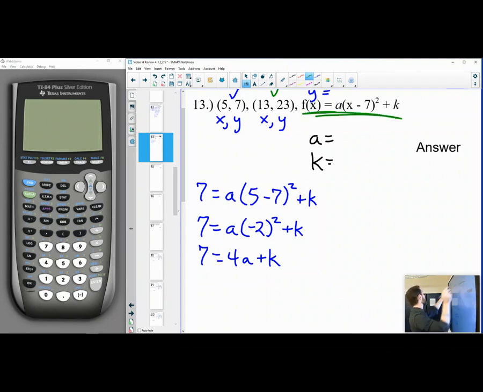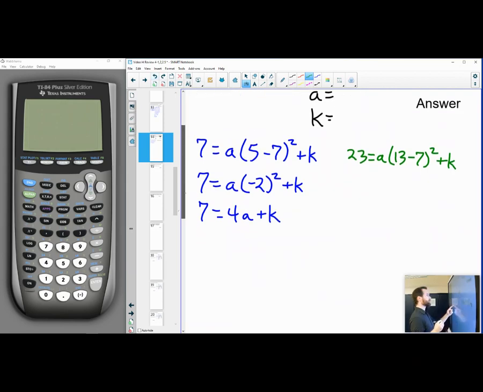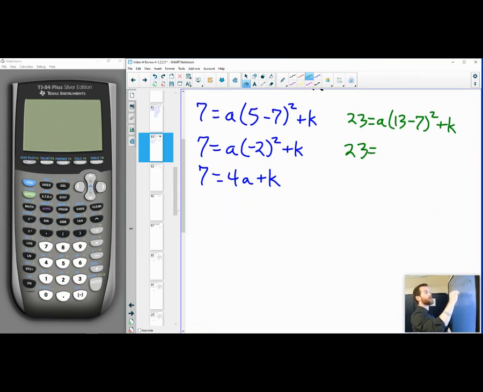So we plug it in to this equation. Instead of f of x, which is essentially y, we write 23 equals a times, instead of x, we write 13 minus 7 squared plus k. Now we've got some simplifying to do. We get 23 equals a times 13 minus 7, that's 6 squared plus k. We get 23 equals 36a plus k. And that's as far as we can go. But fortunately, we've got two equations with the same two variables, with a and k.